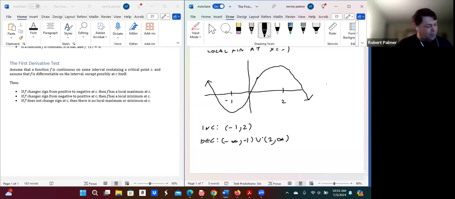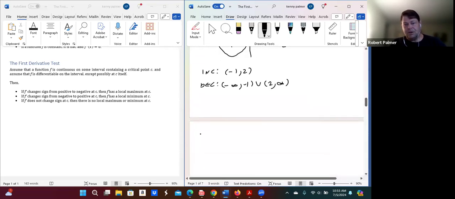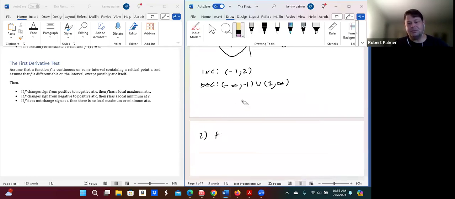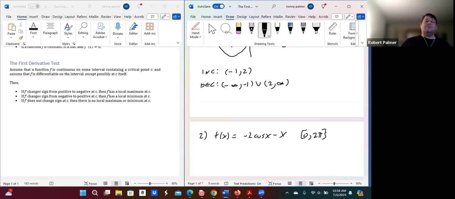Okay, let's do a couple more of those. That was number one. Number two, let's do a trig function. This time our f of x is equal to -2 cosine of x minus x. And here we're looking at a specific interval from 0 to 2 pi. We want to do the same thing, but just on this particular interval.